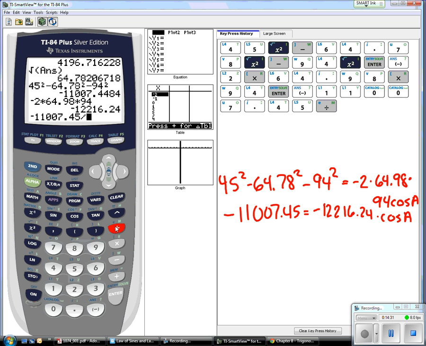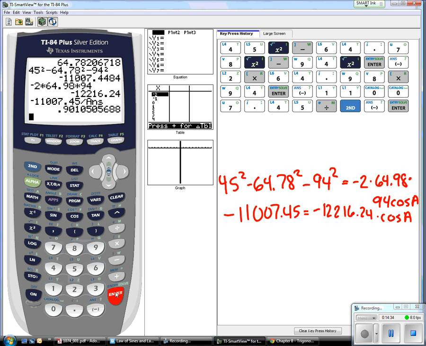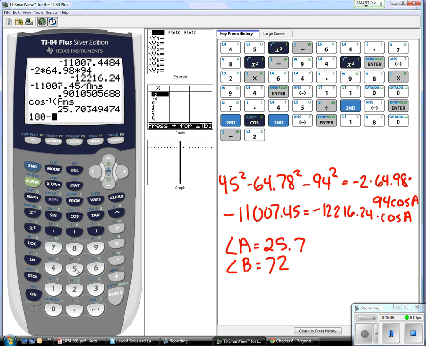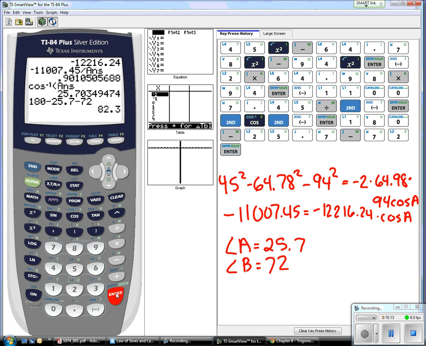Doing a quick check to make sure you have both of them negative. I'm just going to pull up the previous answer, and then I'm going to do the inverse cosine of that answer to get 25.7. So angle A was 25.7. Already in the picture, we know angle B was 72. So let's subtract from 180. 180 minus 25.7 minus 72 to get angle C to be 82.3.